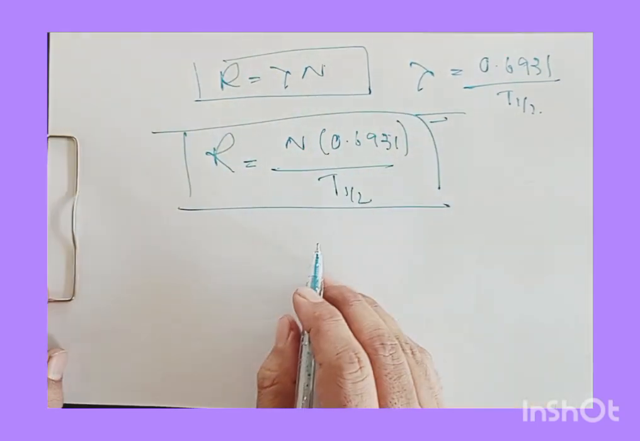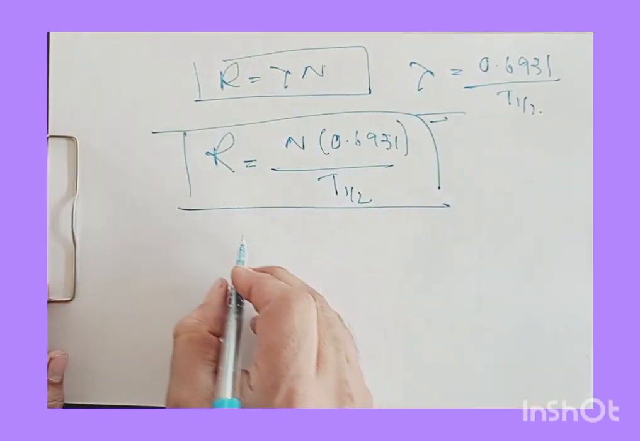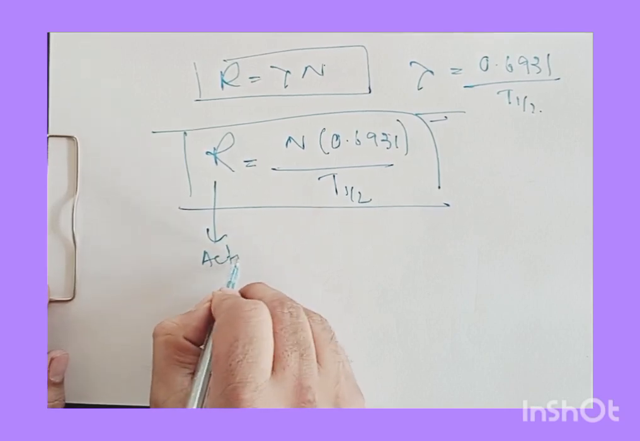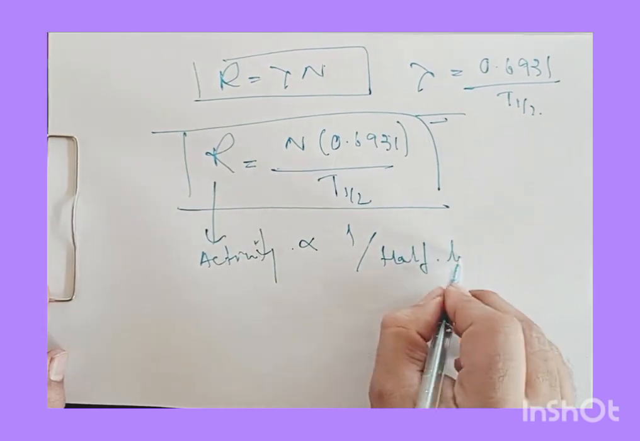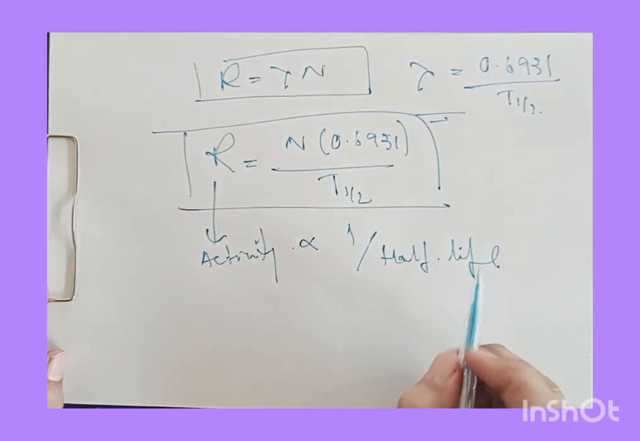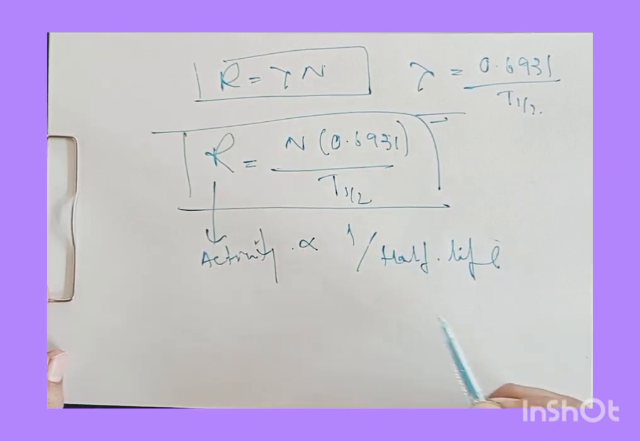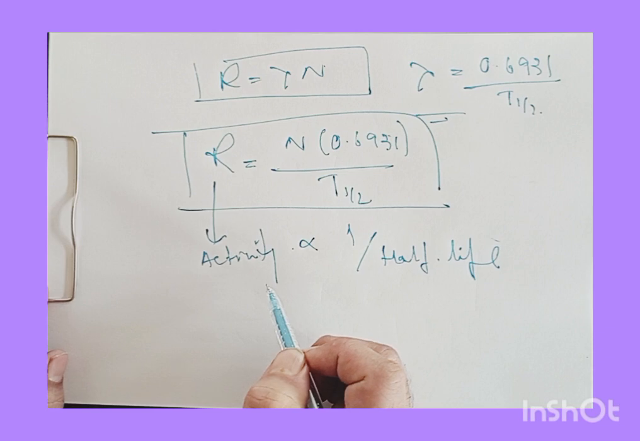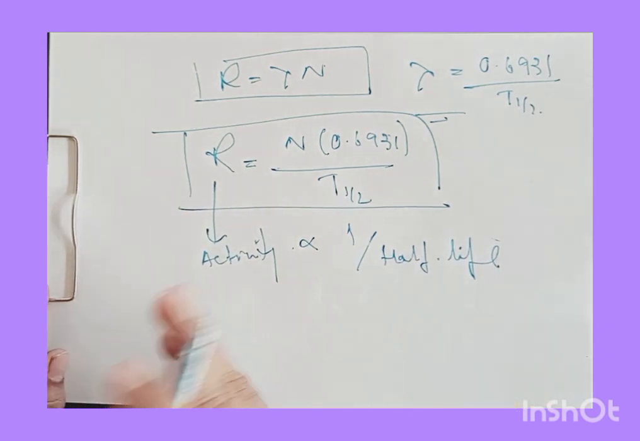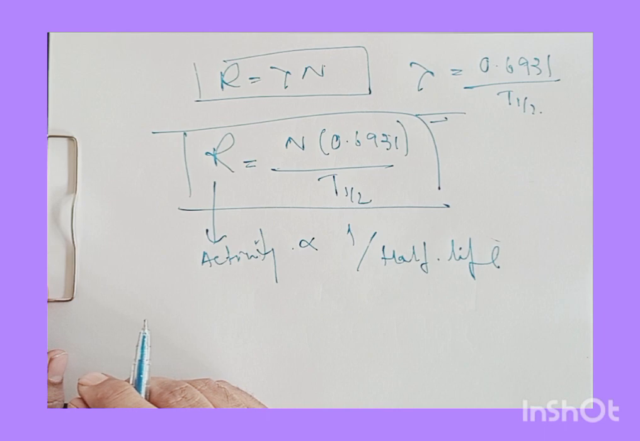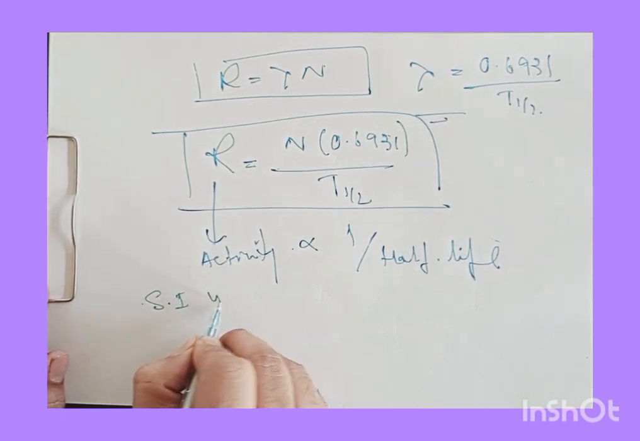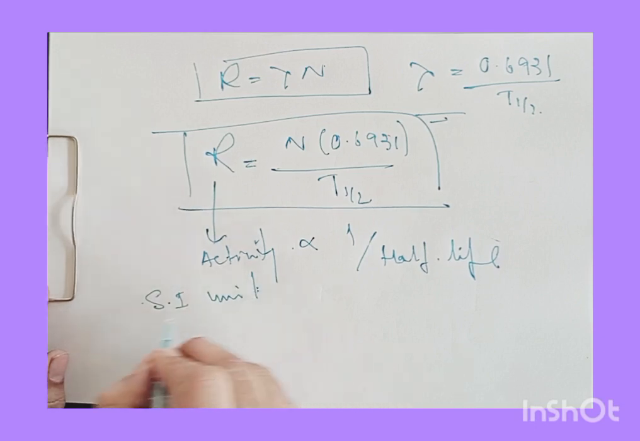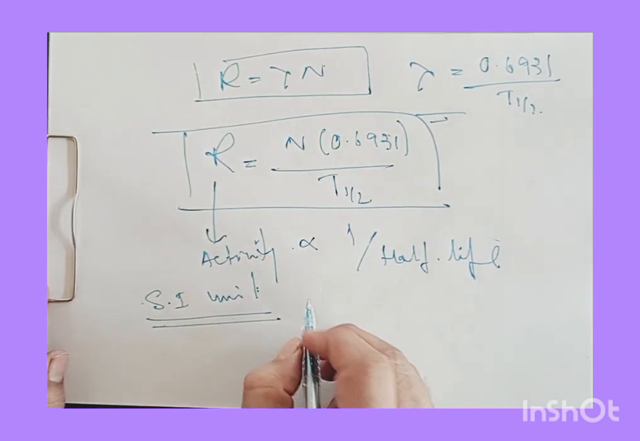What we see here in simple terms is that this activity is inversely proportional to the half-life. So if we have more half-life, then certainly the activity is going to be less, and vice versa. Now, talking about the units of this activity or radioactivity, and what units there are generally. If I talk about the SI unit, the SI unit of radioactivity is becquerel.